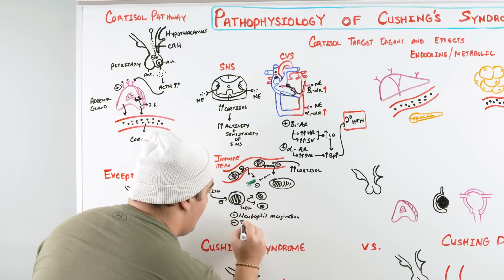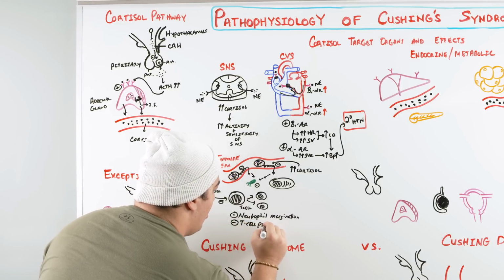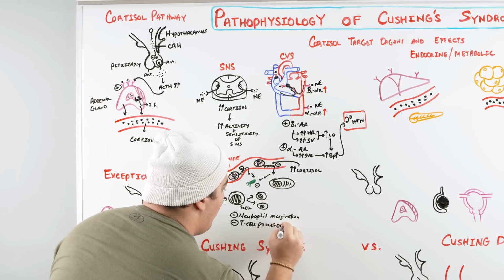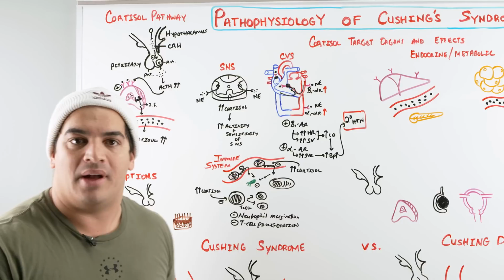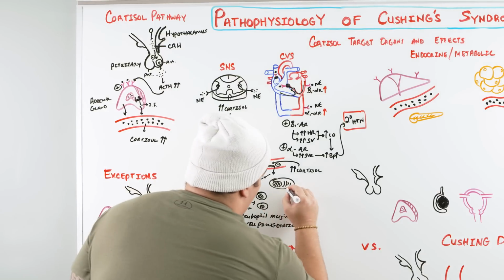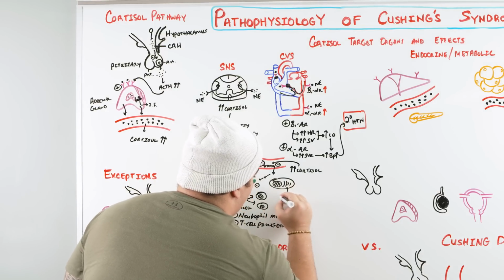You will inhibit T cell proliferation. And these are supposed to be important because they allow you to generate proper immune responses. Now you can't generate a proper immune response. Plasma cells are supposed to produce antibodies.